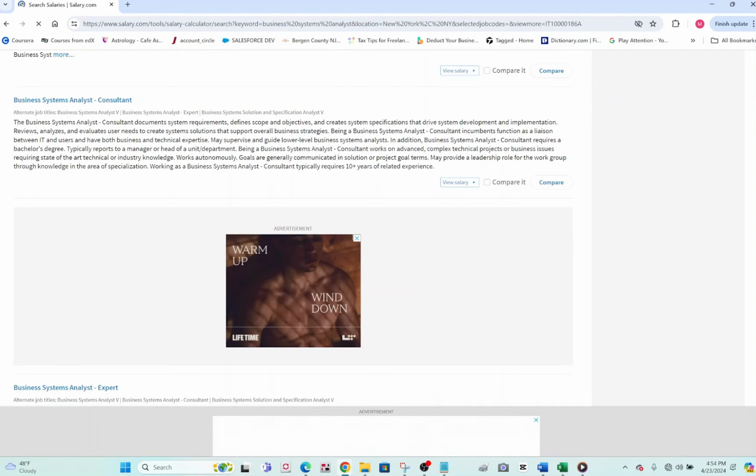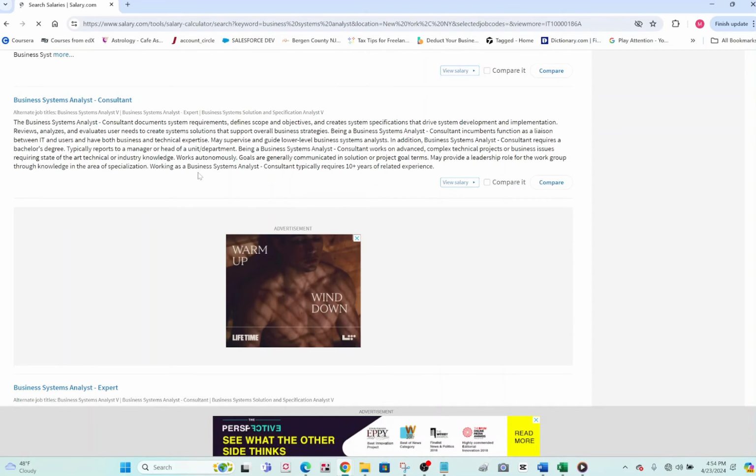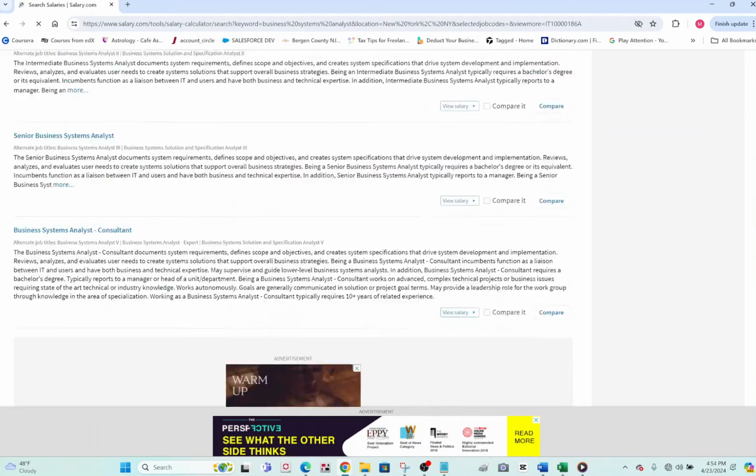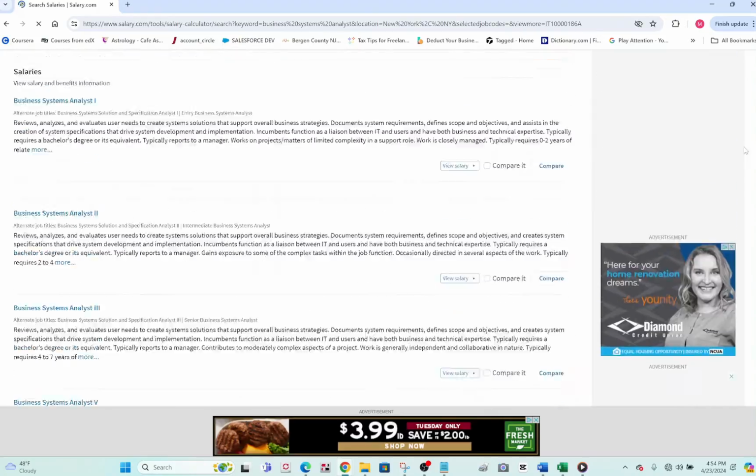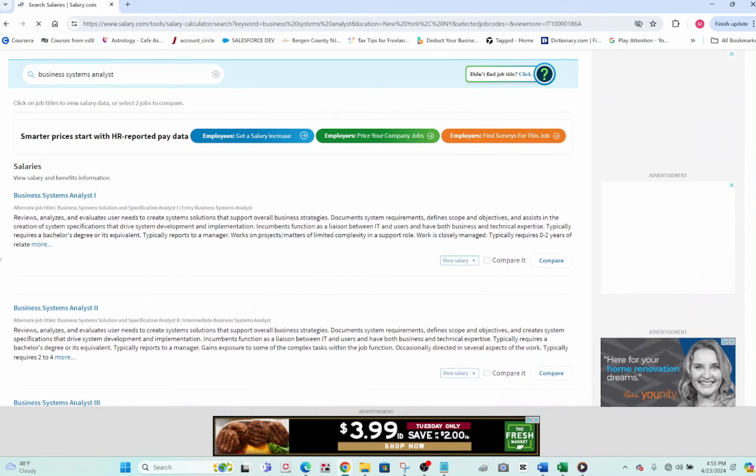requires a bachelor's degree, reports to a manager or head of a unit department, works on more advanced complex technical projects or business issues requiring state-of-the-art technical or industry knowledge, works autonomously. Goals are generally communicated in solution or project goal terms, may provide leadership role for the work group through knowledge in the area of specialization. Requires 10 plus years experience. Okay. Now let's go look at the BSA 1 and see the difference.